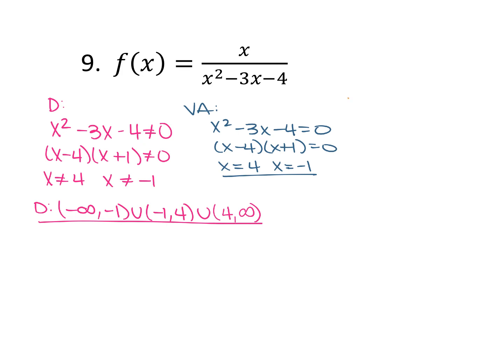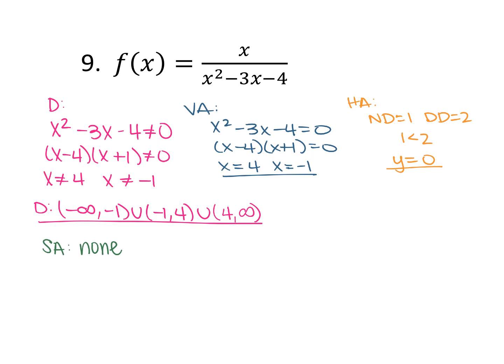For your horizontal asymptote, we're going to compare the numerator degree, which is 1, with the denominator degree, which is 2. 1 is less than 2, so automatically that's y is equal to 0. For your slant asymptote, we're going to divide. You cannot divide this, so that's just none.